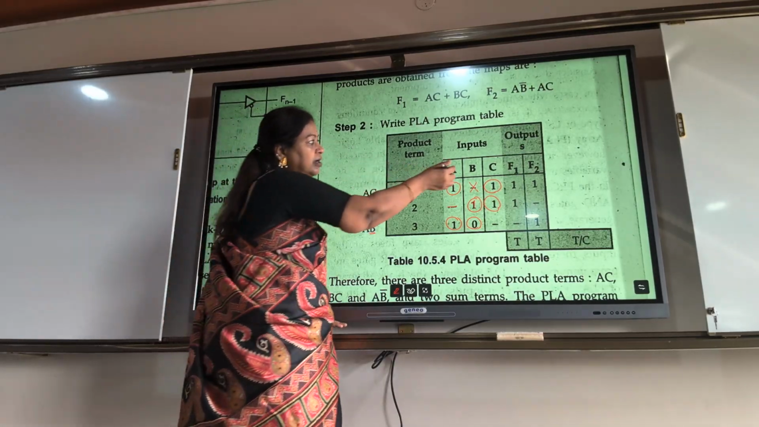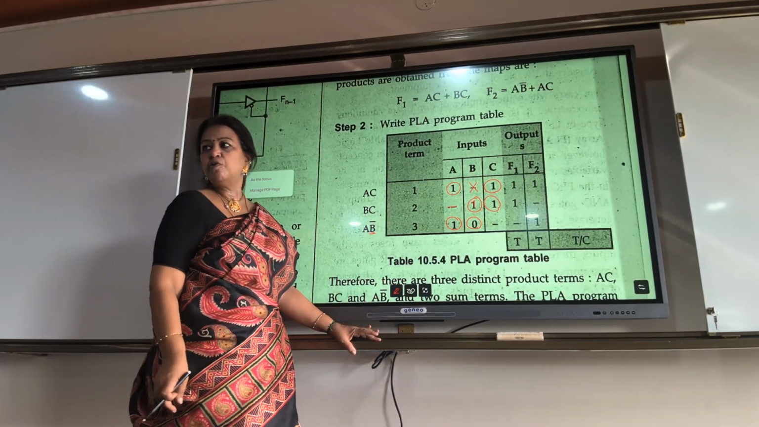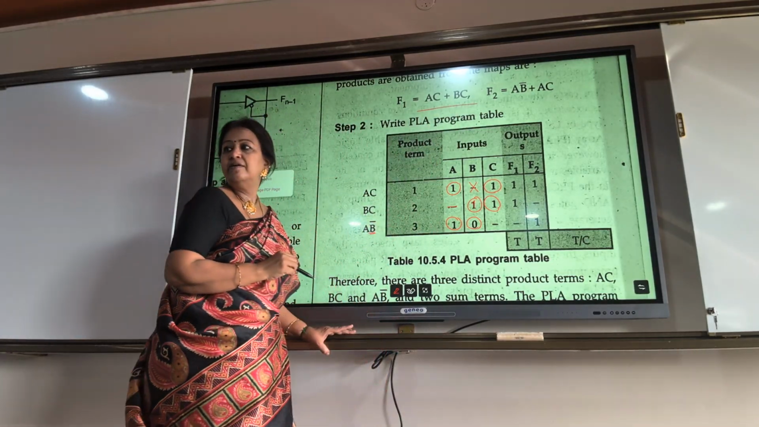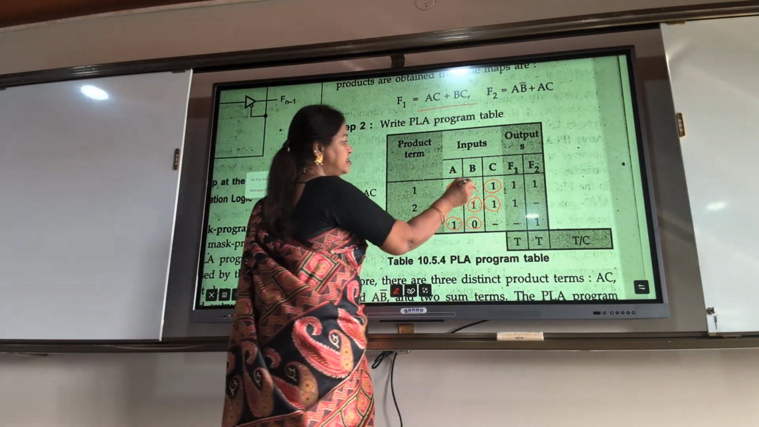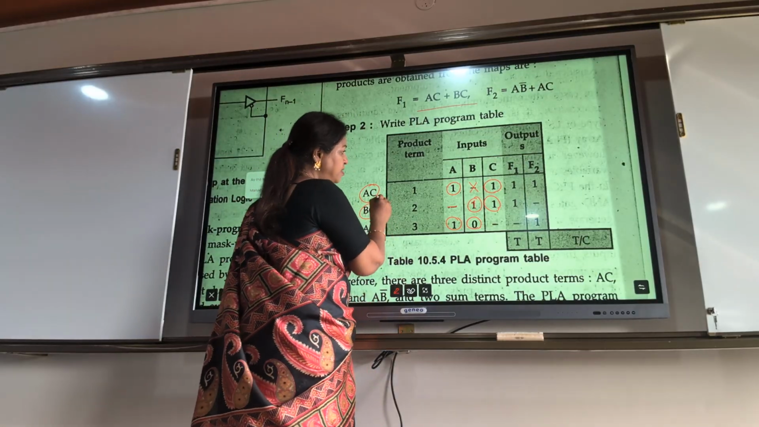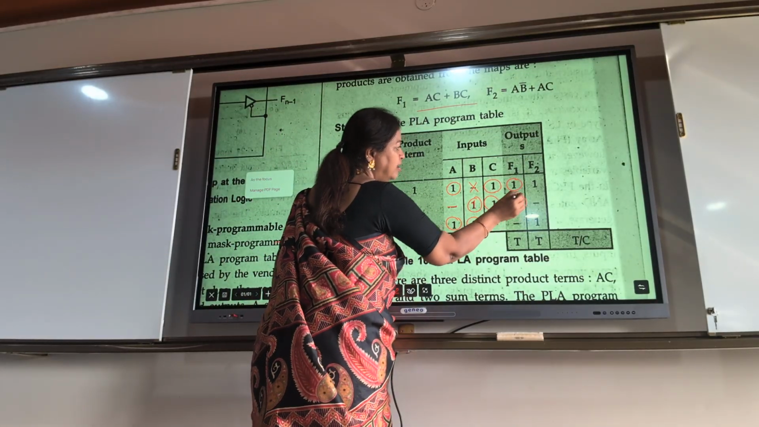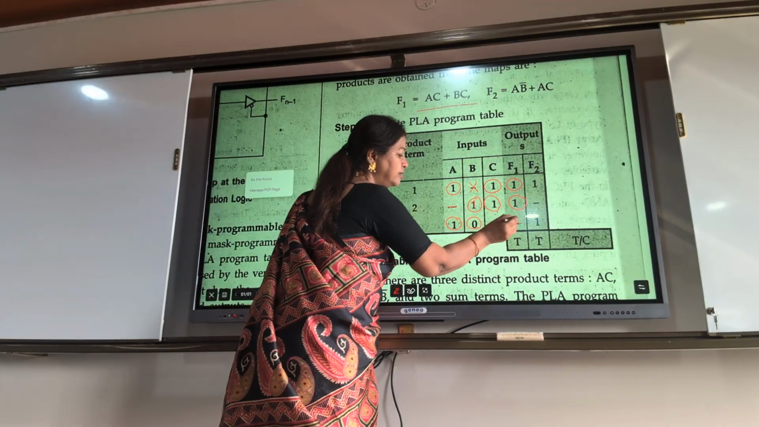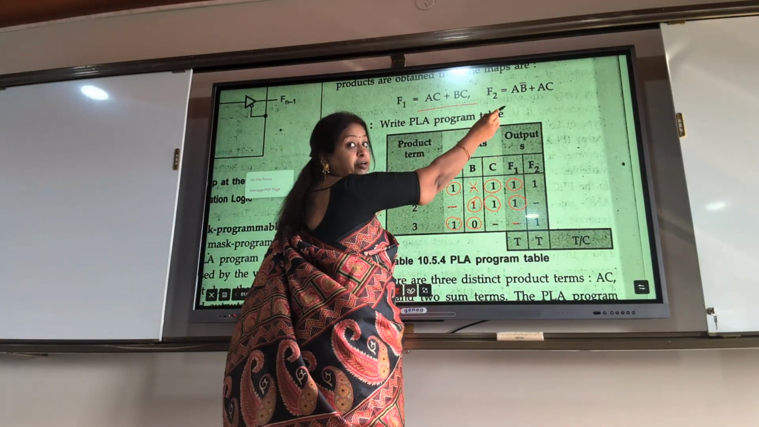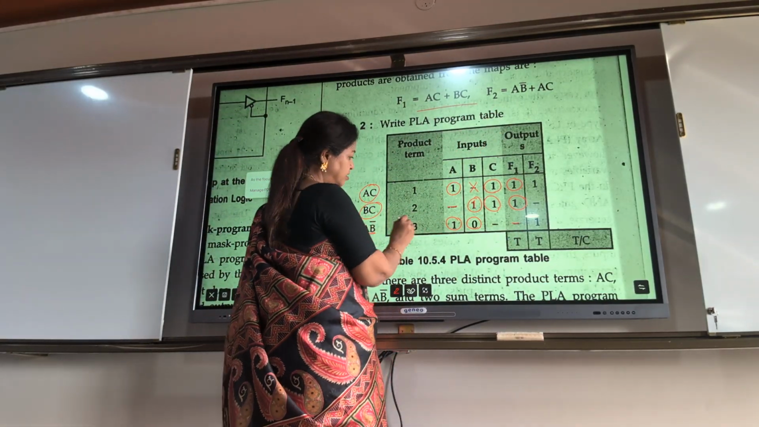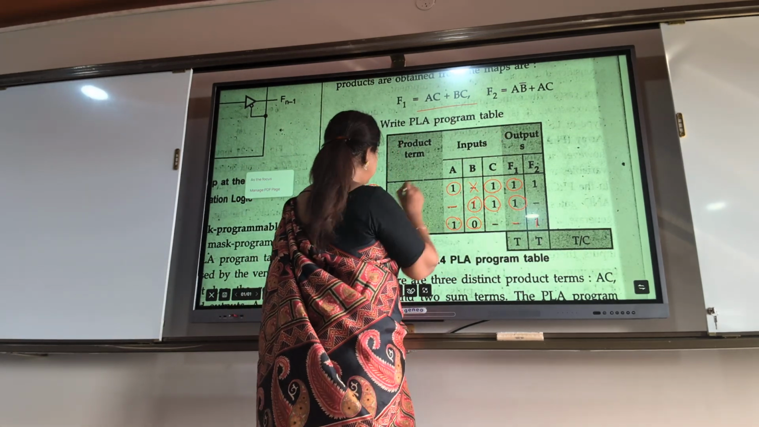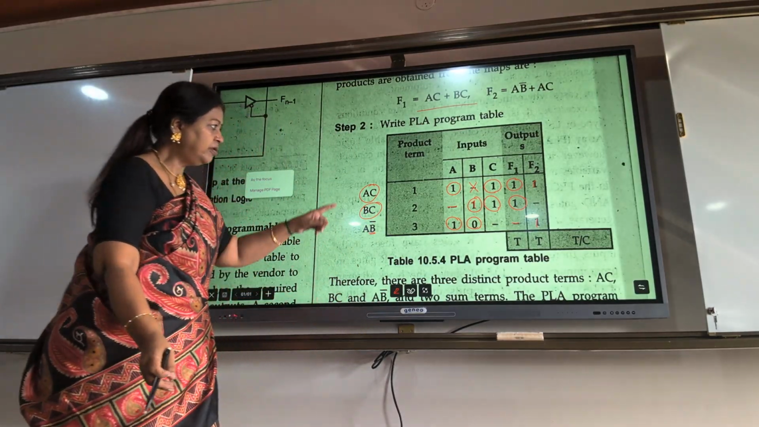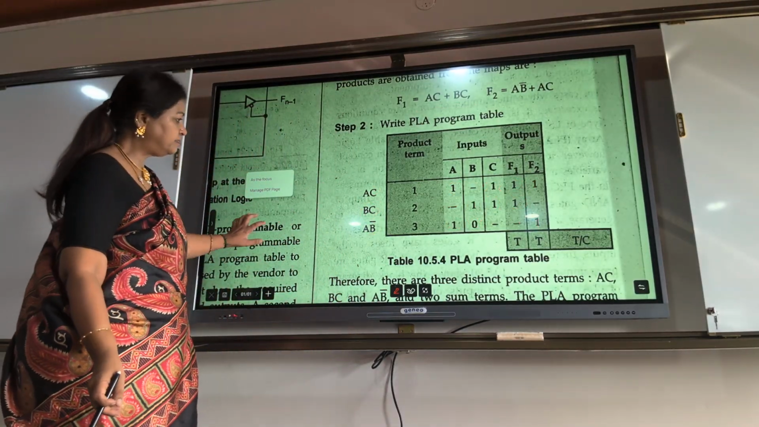Now I am coming to the function, that is, the output. What is it? OR. So in F1 what all should I OR? AC and BC. So 1, 1. I don't have this term A, B bar here, so I have to put dash. Next coming to F2. A, B dash is there, AC is there. So I have to put that in the table first.